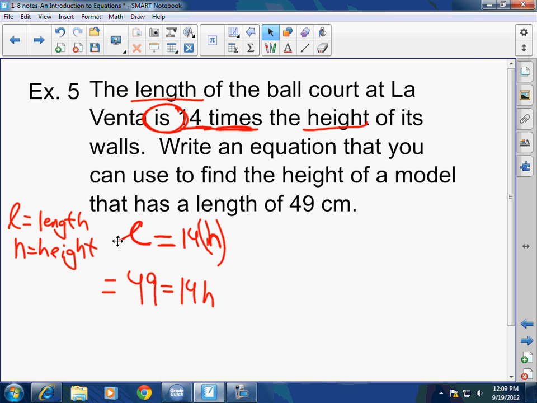This would be an open equation. Yes, sir. This would be an open equation because of the variable. Excellent. Thank you, son. Okay? Does that make sense? Questions on this, gentlemen?